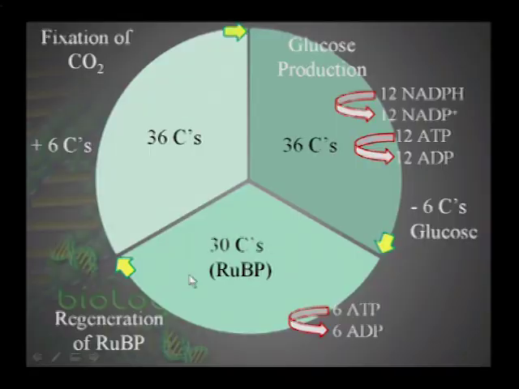So again, another look at the same idea. We're going to start with 30 carbons in the form of ribulose bisphosphates. We're going to bring in 6 carbons in the form of carbon dioxide, so that gives us 36 carbons. Those are going to be transformed into glyceraldehyde 3-phosphates. And of those 36 carbons, 6 are diverted off to glucose production, and the other 30 are reformed into ribulose bisphosphate. Along the way, you're going to need 12 NADPHs. You're going to need 12 ATPs here and 6 more ATPs here. So to carry this whole cycle out, one turn of the cycle to generate one glucose molecule then is going to require 12 NADPHs and 18 ATPs.